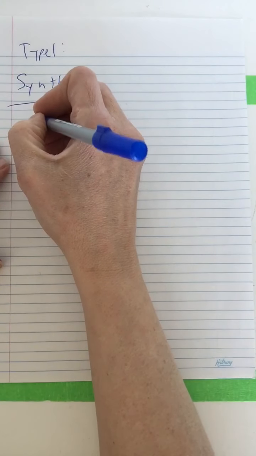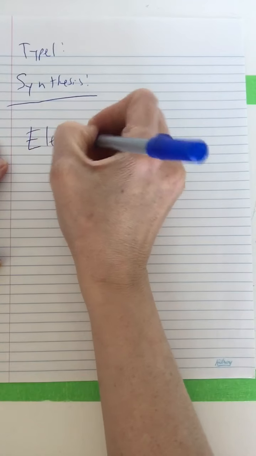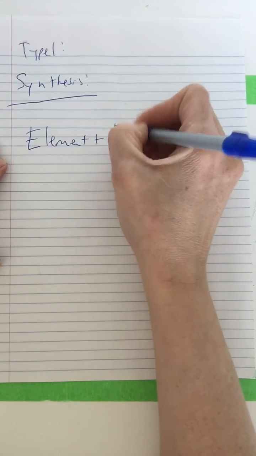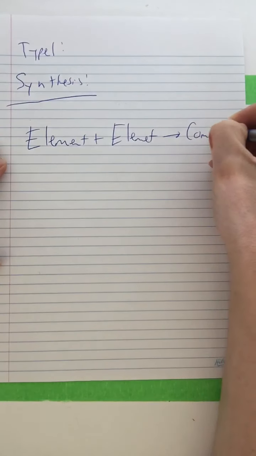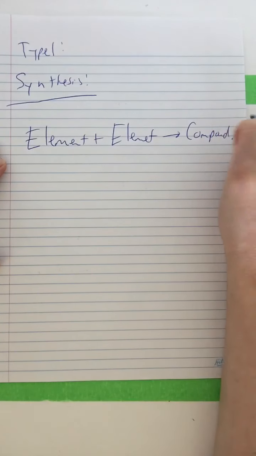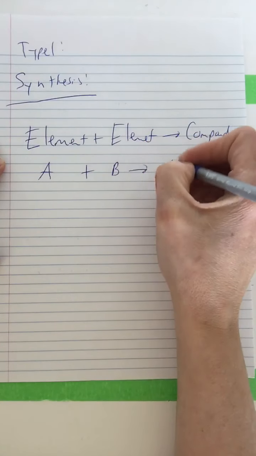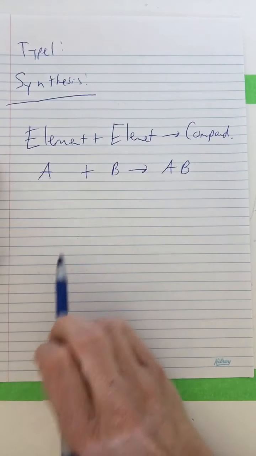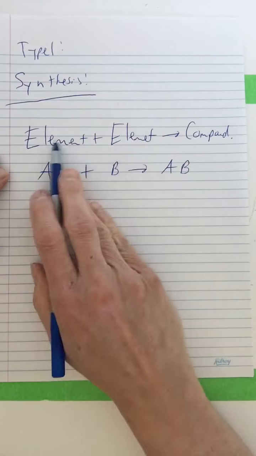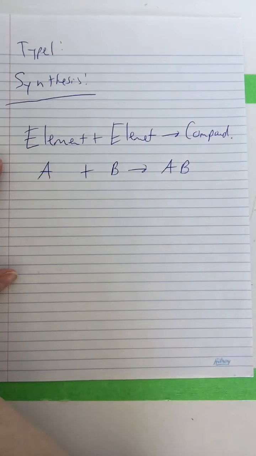So, it goes like this. You're going to get element. I'm trying to write big so you can see it. Element plus element yields a compound. Or we often say A plus B yields AB, where these are stuck together in a compound form. Okay? So this just means I can give you a metal and a non-metal, and they chemically react, and you get a compound. So a couple examples of those.